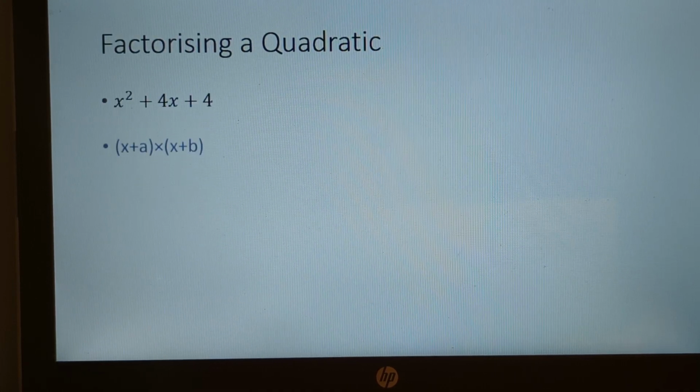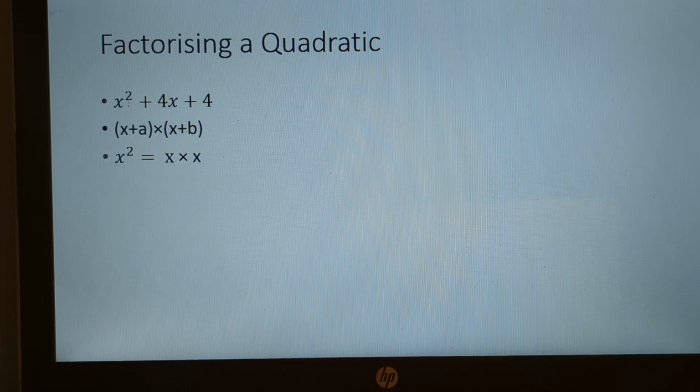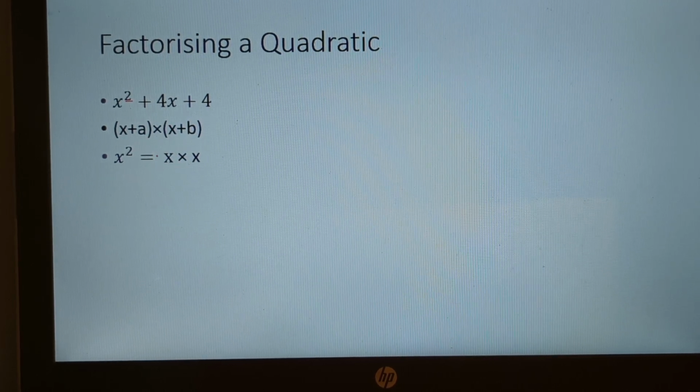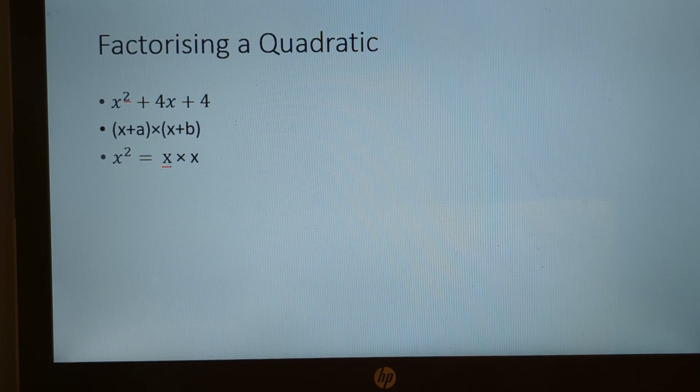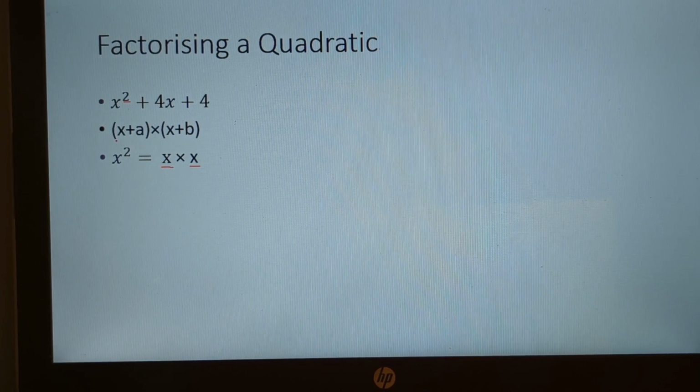So if we look at why, the reason is because of the x squared form. x squared is just the same as x times x, so in order to create the x squared in the quadratic, the factorising brackets must have an x times an x in order to fill it out. So here you have the x in the brackets correspondingly.